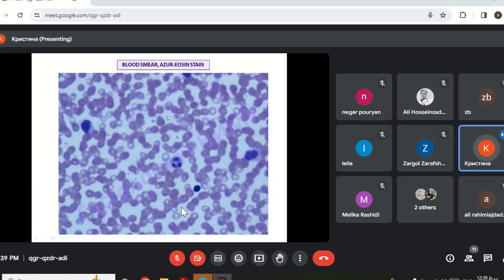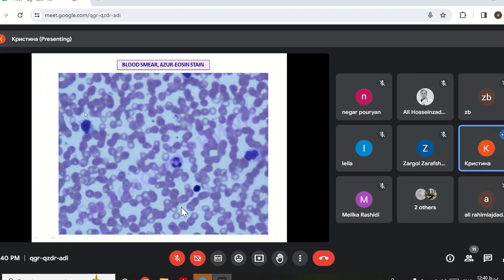What do we see here? We can see here a lot of red blood cells or erythrocytes. They are normocytes because we can see here the lighter area in the middle. It means that they have the normal shape as discs. These small particles, they are thrombocytes or platelets. And these are the cells with nuclei. It means that these are leukocytes.